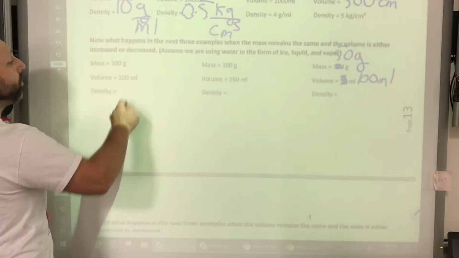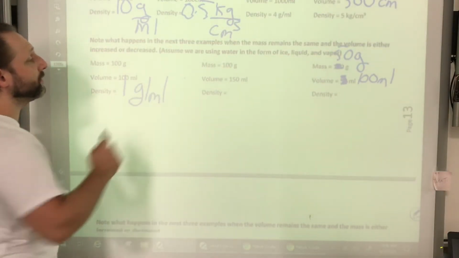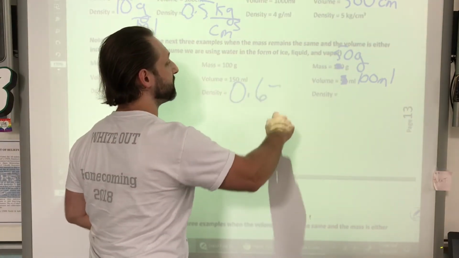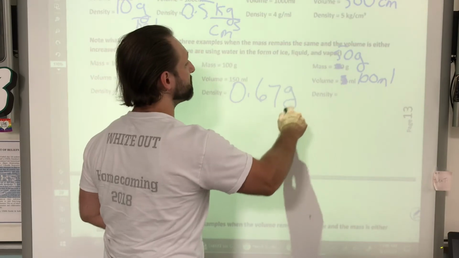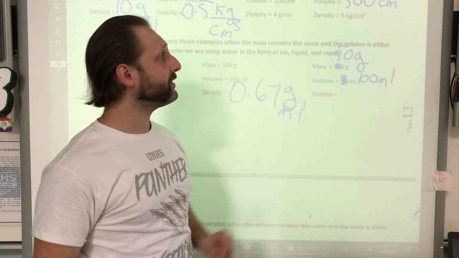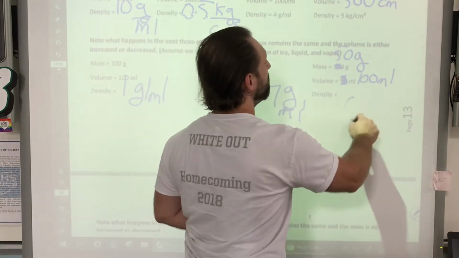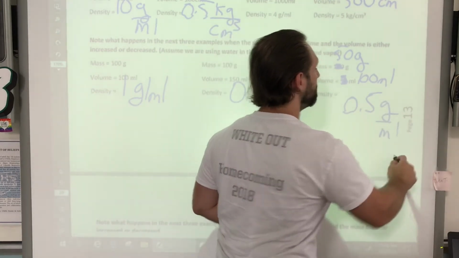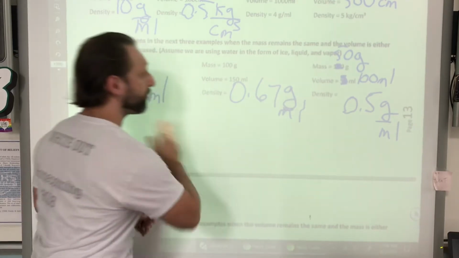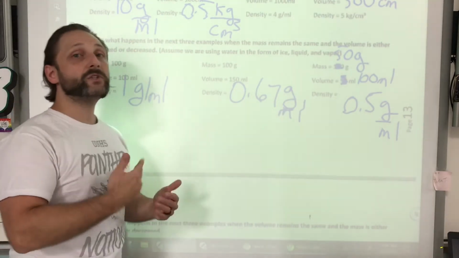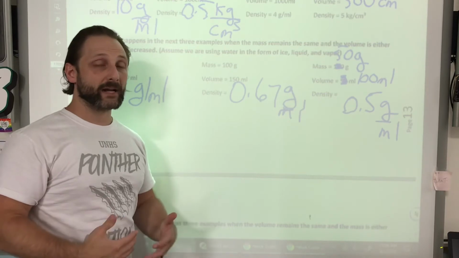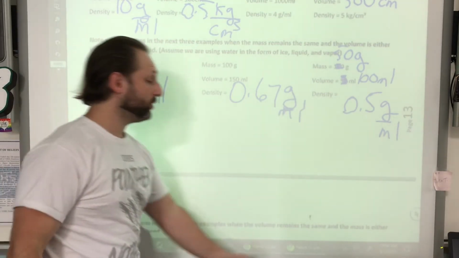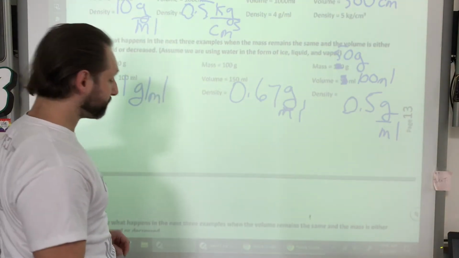So we're going to have 1 gram per milliliter. We're going to have here, if we calculate out, 0.67. And we're going to have grams per milliliter. And this last one, we're going to have 0.5 grams per milliliter. So now we have 3 different densities. Each is representing a state of matter for water. So of these, there's definitely one you can label based on the notes above.